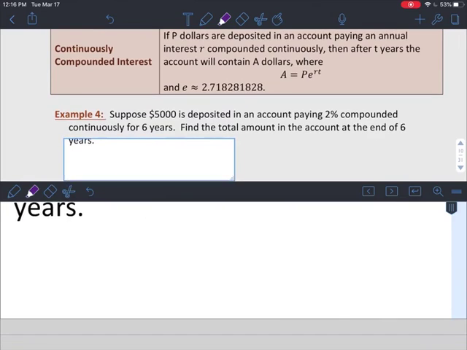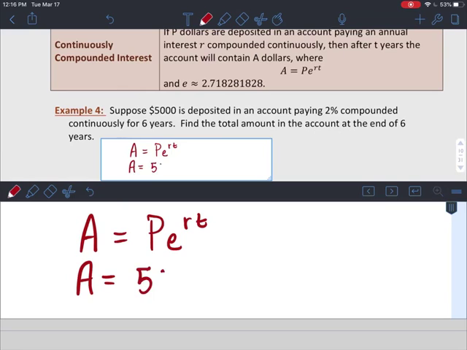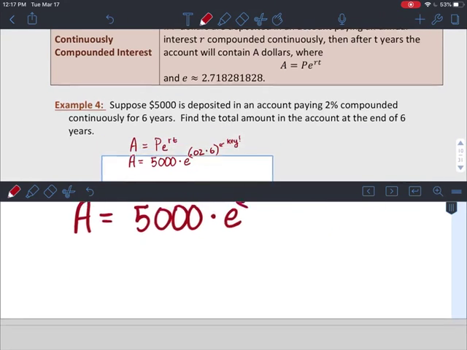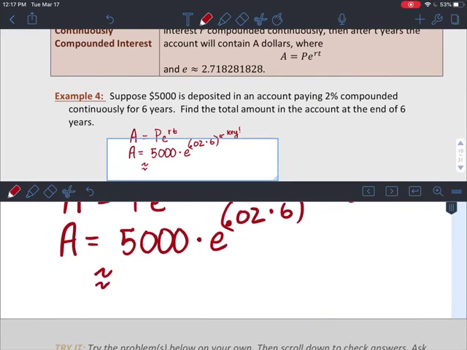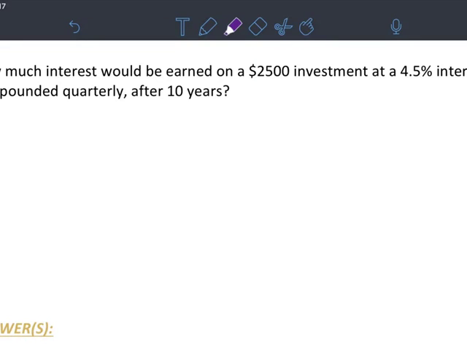Instead of being compounded like once a month, once a week, once a year, you can have what's called continuously compounded interest, which means it's basically compounded over and over and over again. It uses E as its base, so you just use the E button on your calculator, and it actually is a little bit simpler to calculate than compound interest that's not continuous. If you plug your values in and multiply some things together, again making sure you have parentheses on your exponent, you end up with $5,637.48 for that.